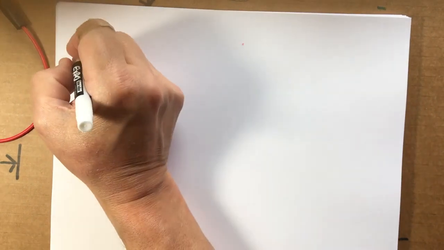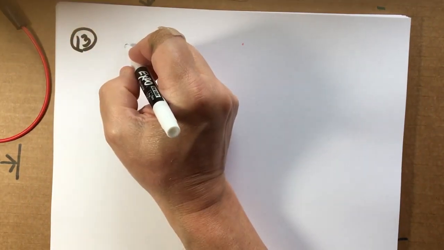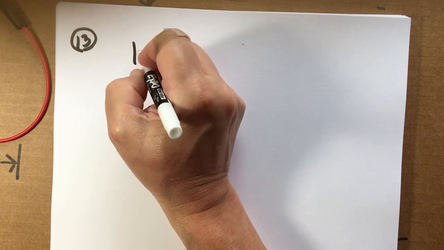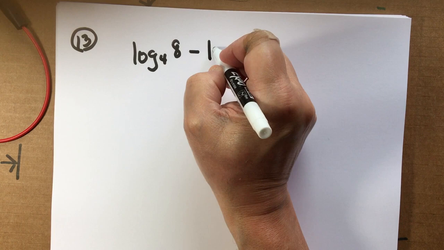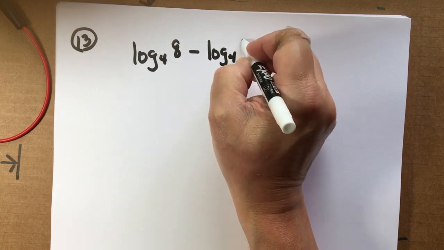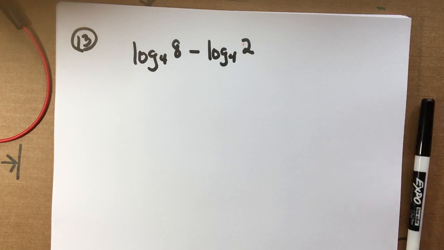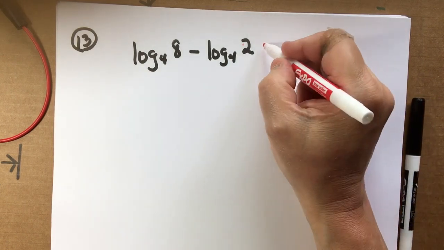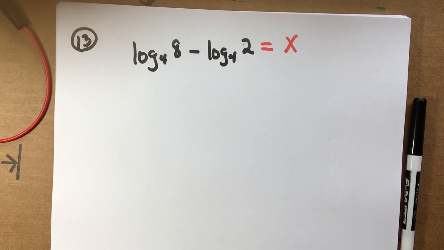Let's look at number 13. Number 13 doesn't say solve. Oh, it's not an equation. It says log base 4 of 8 minus log base 4 of 2. They want to know what its value is. So remember from the last video, we said, what is it equal to? We made it an equation. We said it's equal to what? And what in algebra is an x?